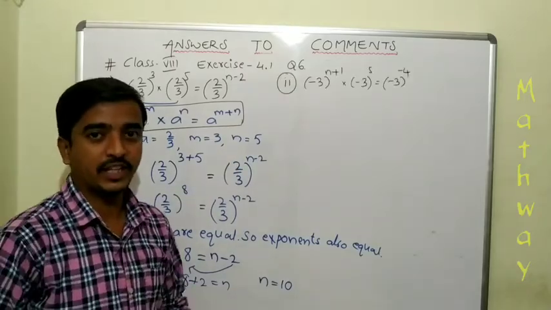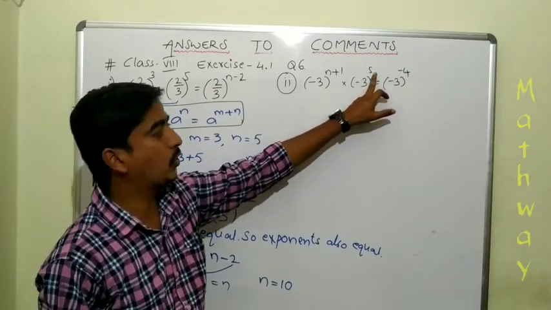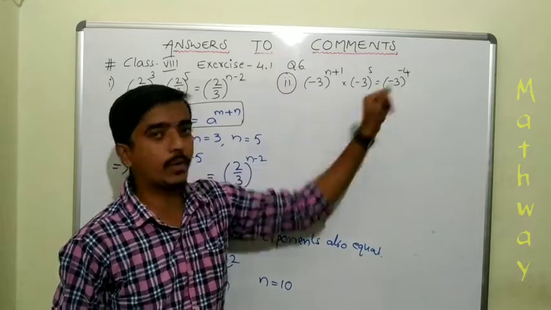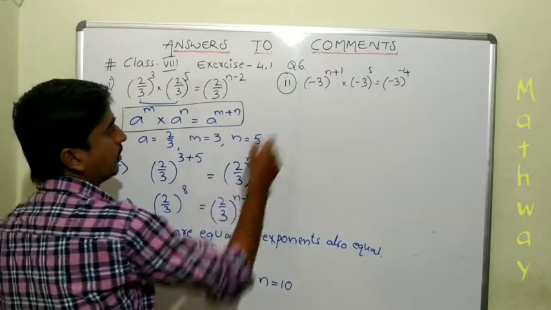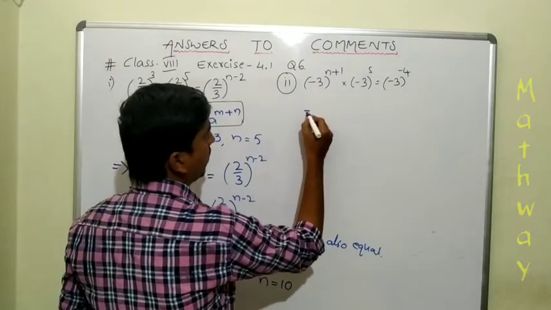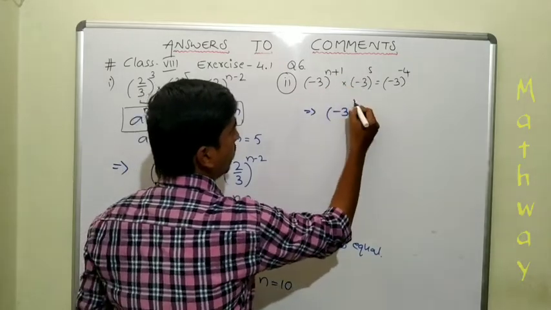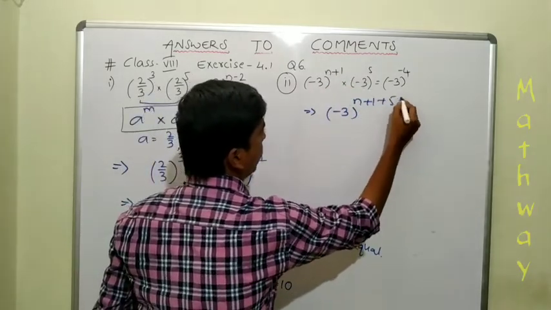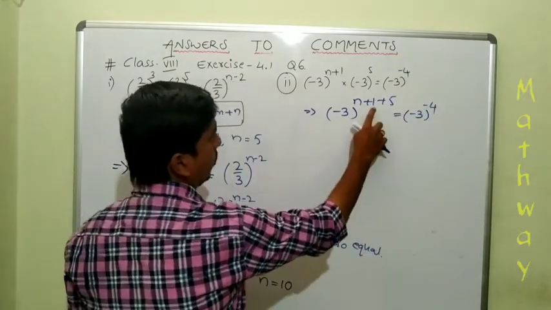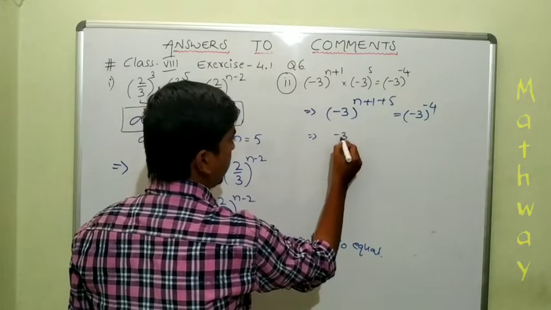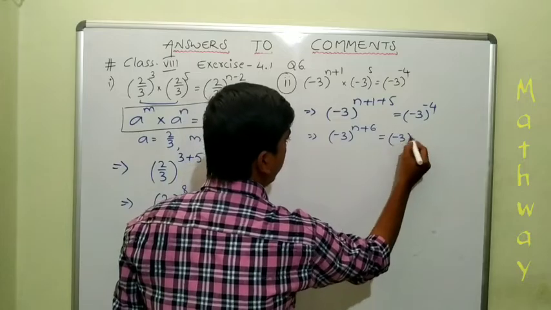Second question in that bit is minus 3 whole power n plus 1 into minus 3 whole power 5 equals minus 3 whole power minus 4. So here also bases are the same. By using the same formula, we can write it as minus 3 whole power, exponents are added, n plus 1 plus 5, equals minus 3 whole power minus 4. 1 plus 5 is 6. So minus 3 whole power n plus 6 equals minus 3 whole power minus 4.